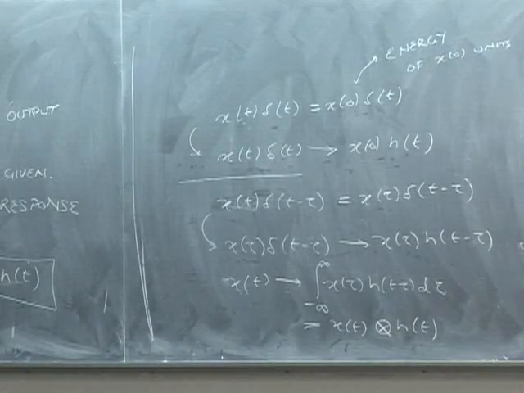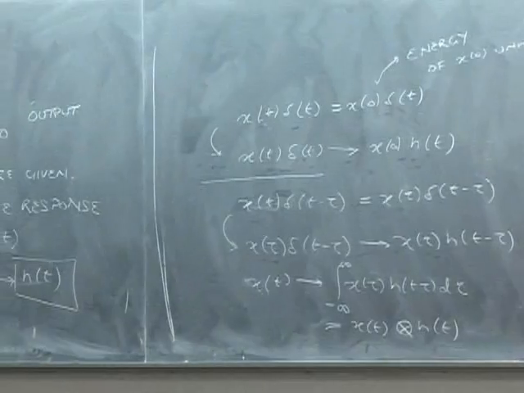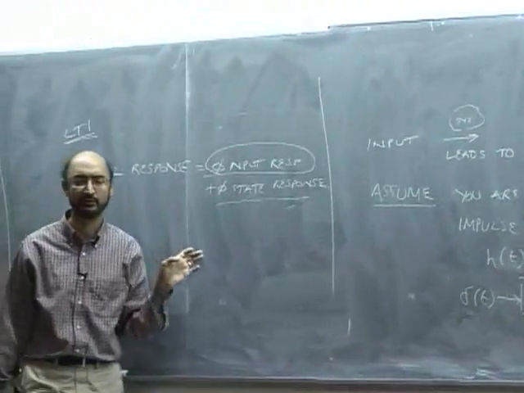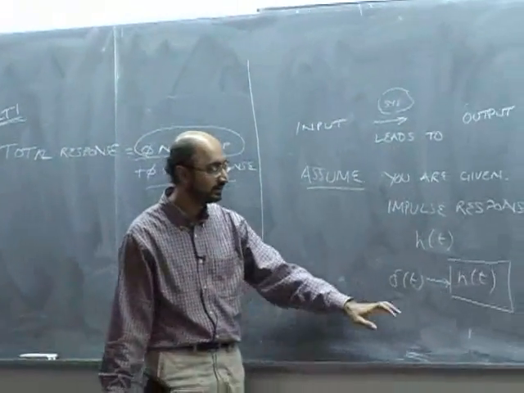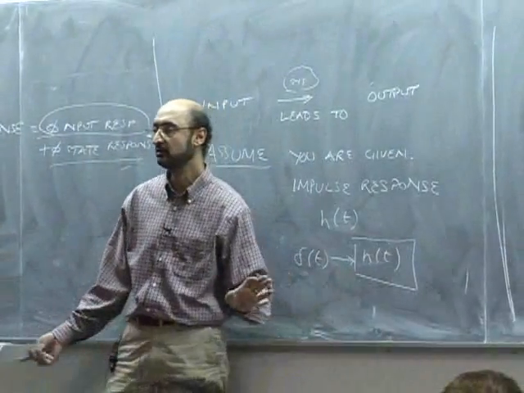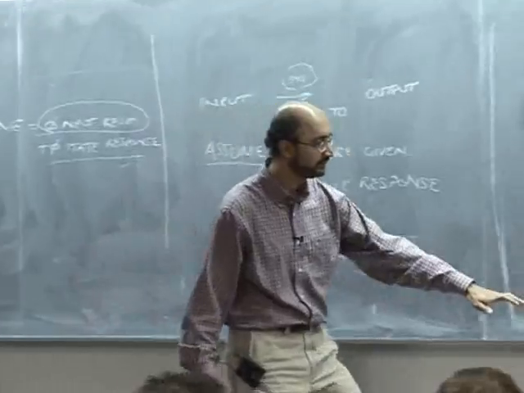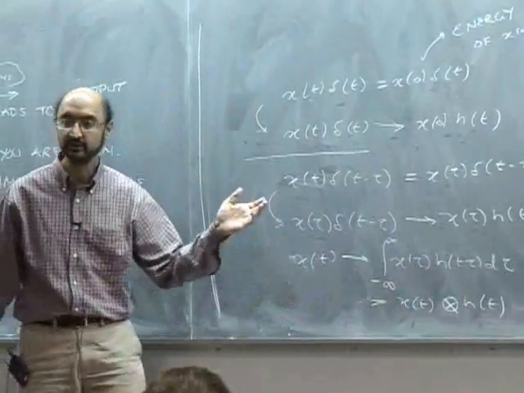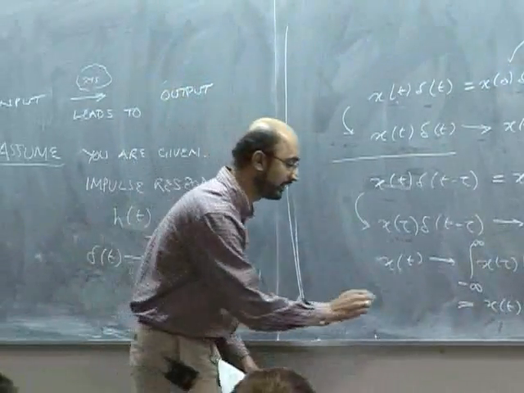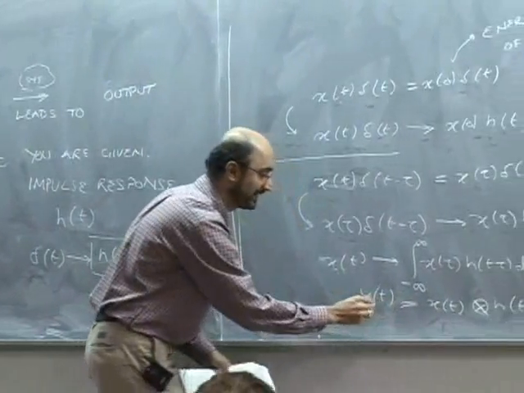How did I compute h of t? I computed it using the zero input response, by setting the right-hand side equal to 0 and so on. Once I give you that, you essentially know everything you need about the system, because for any input, I just take the convolution, and that tells me what the output y of t is going to look like.